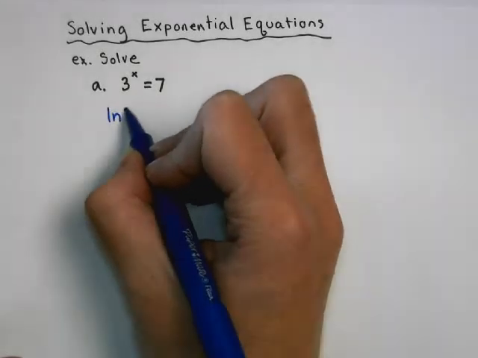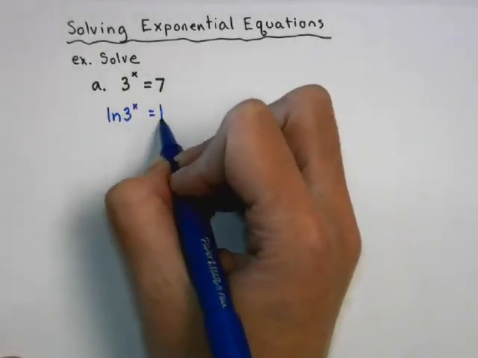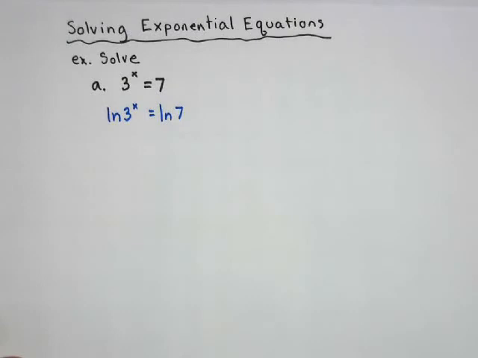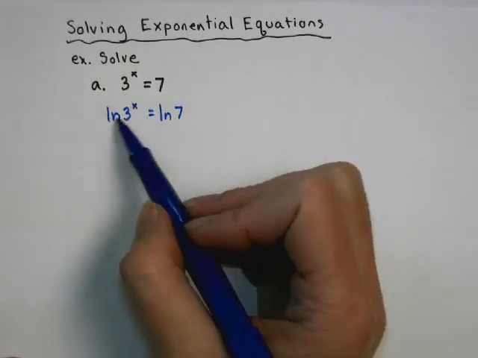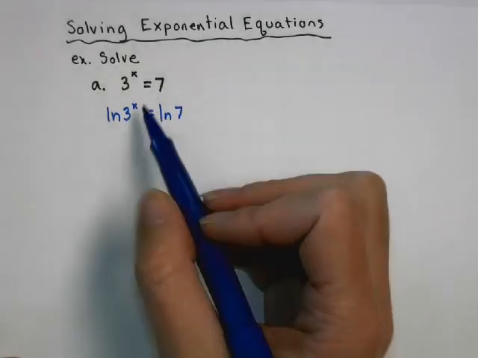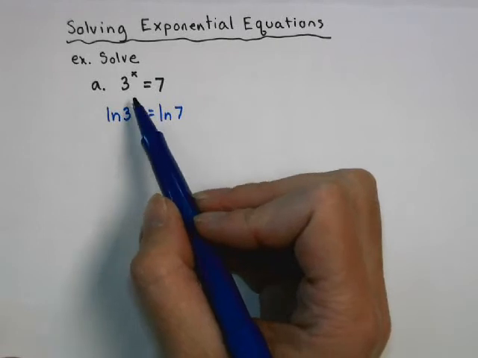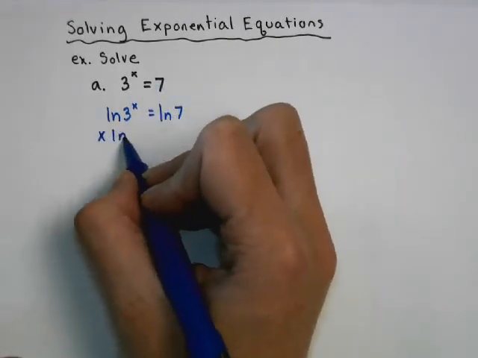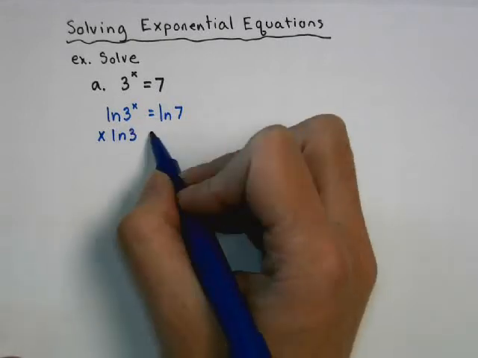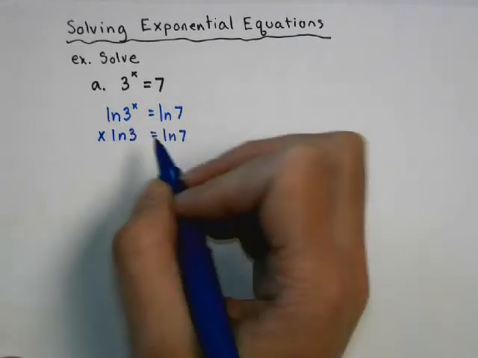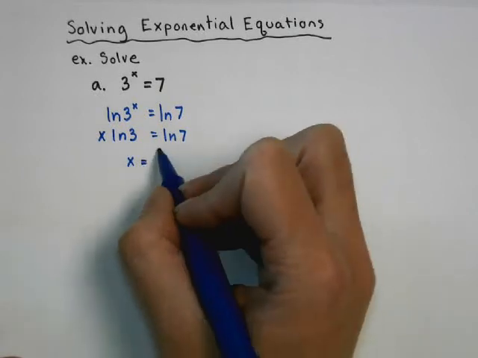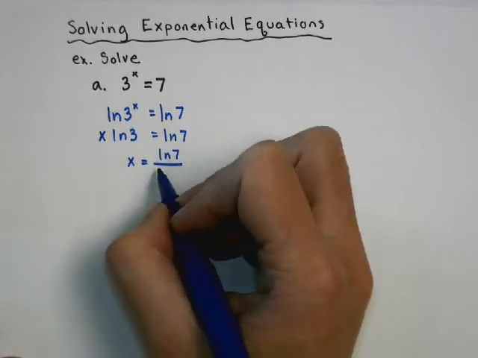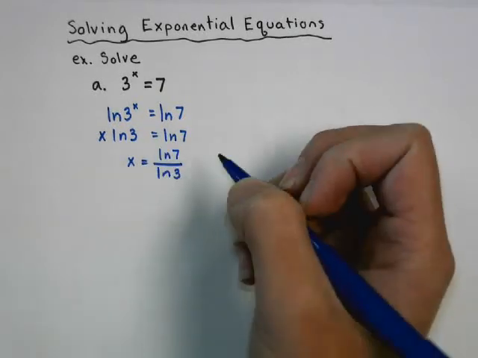So if I take the log of both sides, and you can do log base 10, log base whatever, I will typically use natural log. So natural log of 3 to the x equals natural log of 7. What this allows me to do is to get this exponent to no longer be an exponent. So x natural log of 3 equals natural log of 7. Now we can solve. So we're going to have natural log of 7 over natural log of 3.